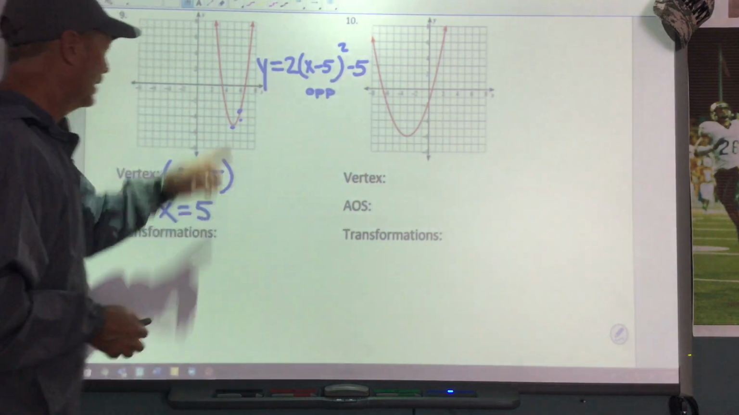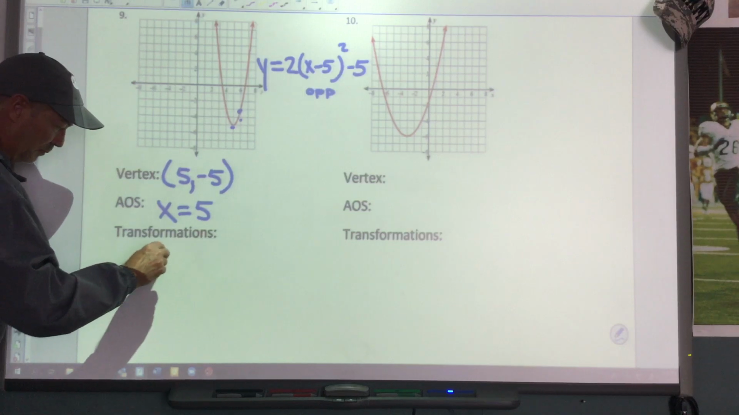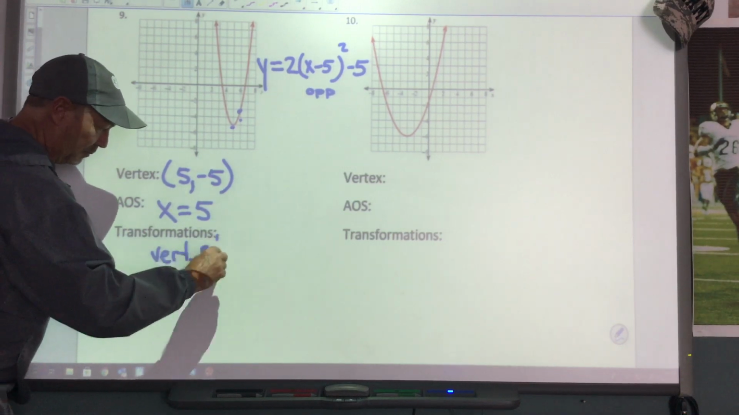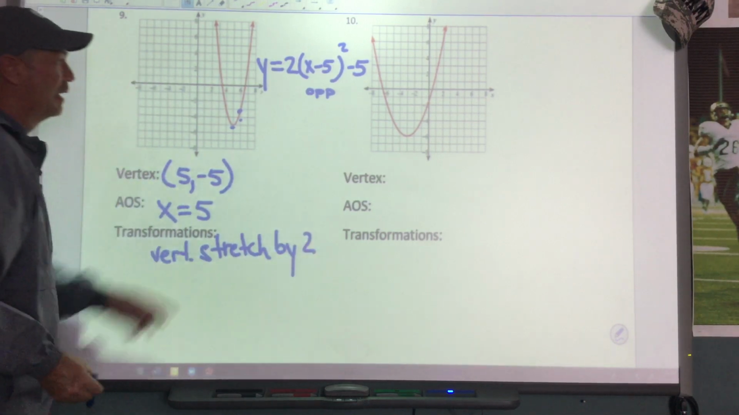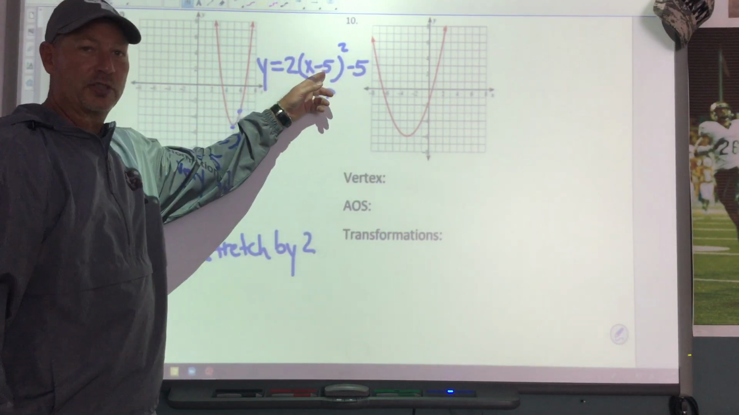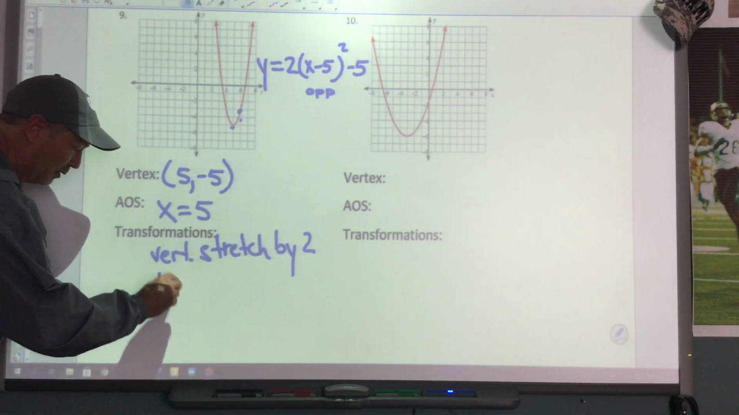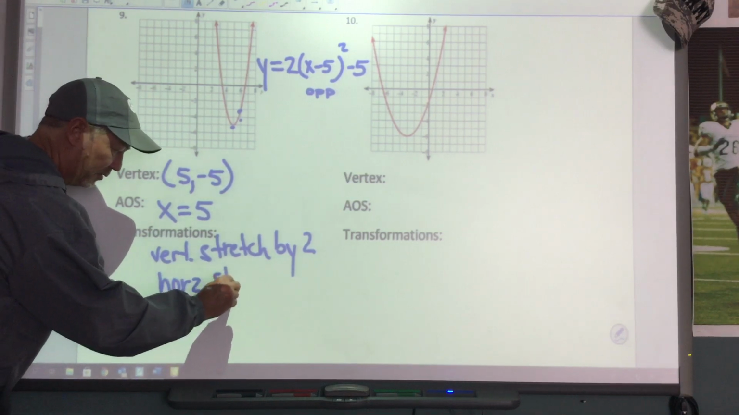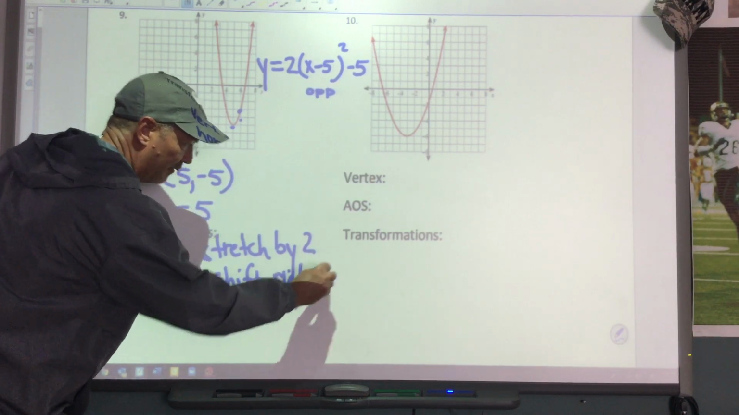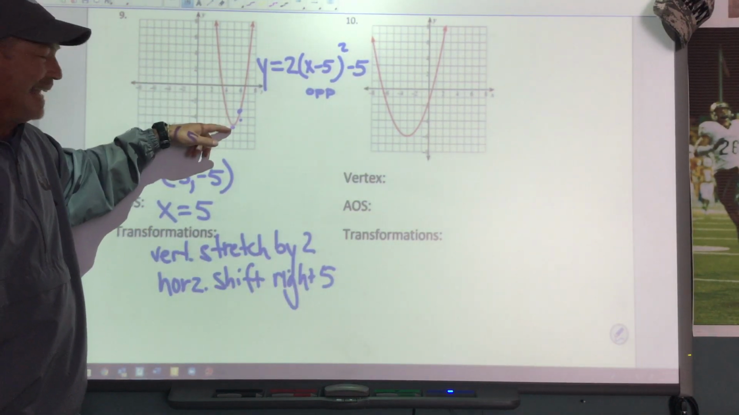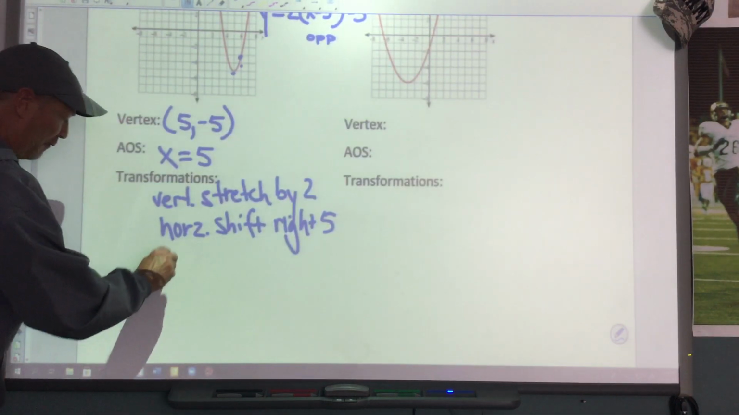And now that we have our equation, it's easy to list the transformations. What are your transformations? In this case, I would have a vertical stretch by 2. I would have a horizontal shift. Which way did we go? We went to the right. So we have a horizontal shift right 5. And then where else did we go? We also went down. We went down 5. So we have a vertical shift down 5.